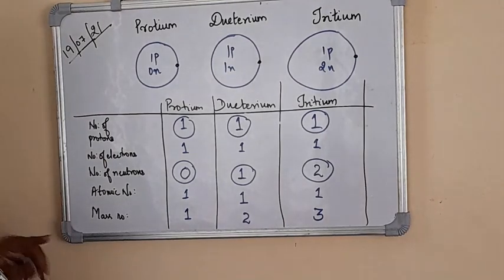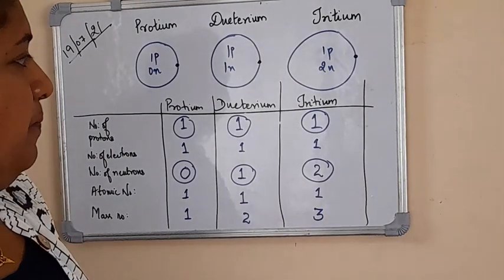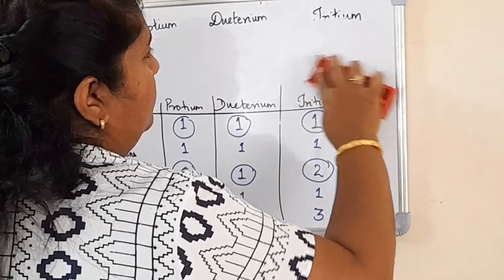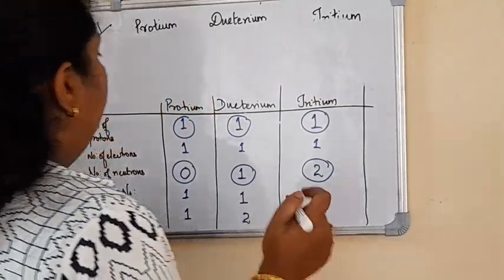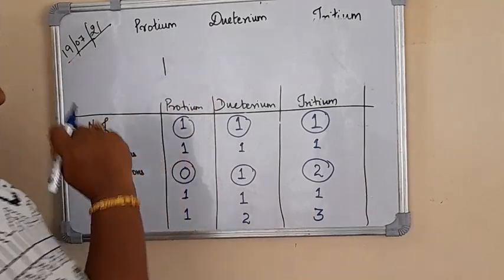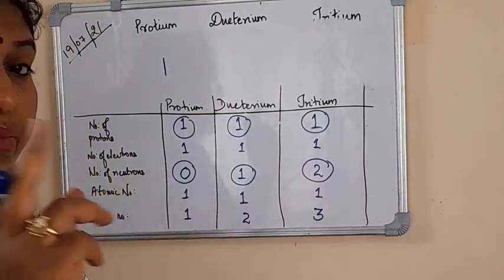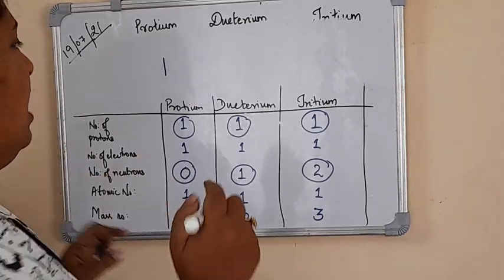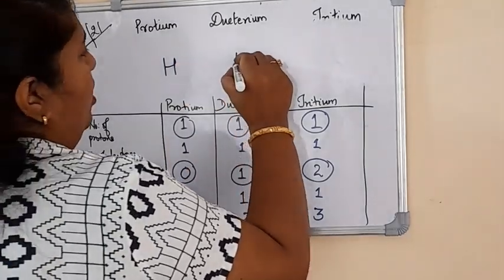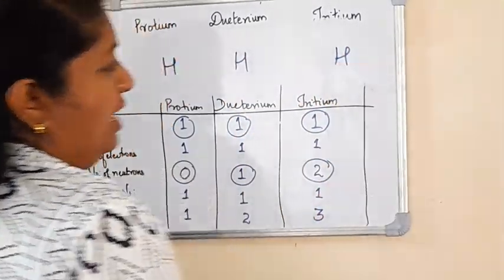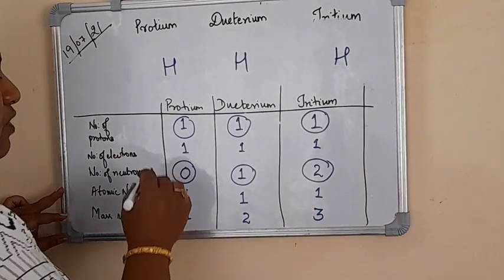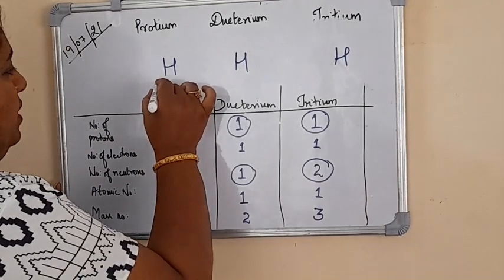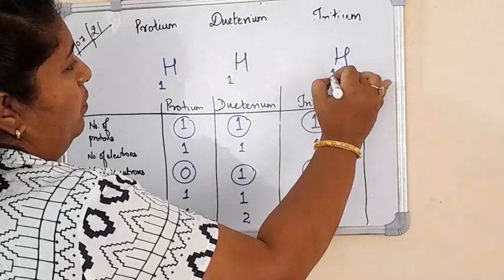Okay. Now we are going to write the symbol of these elements. Since the number of protons and number of electrons is 1, what will be that element having only one electron or one proton? Yes, hydrogen. In all the elements, the number of protons is 1, so we can represent it as hydrogen. Now we will represent the atomic number. What is the atomic number in all the cases? Only 1. 1, 1, 1.